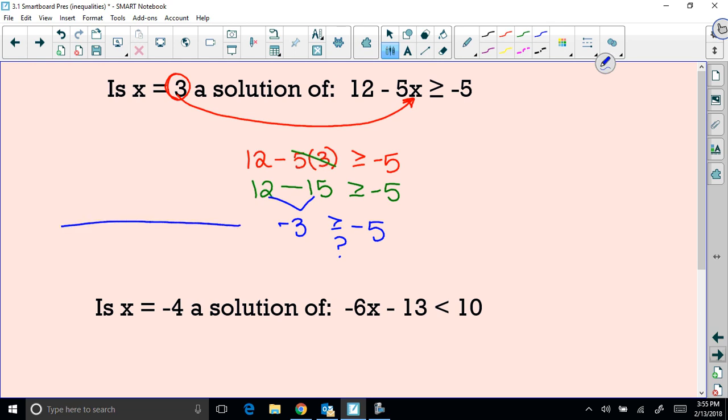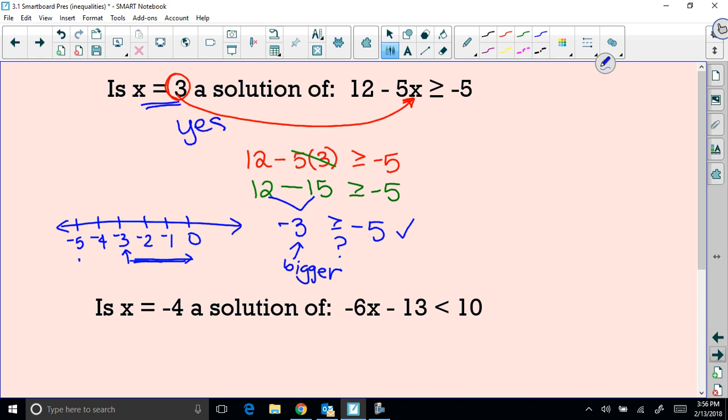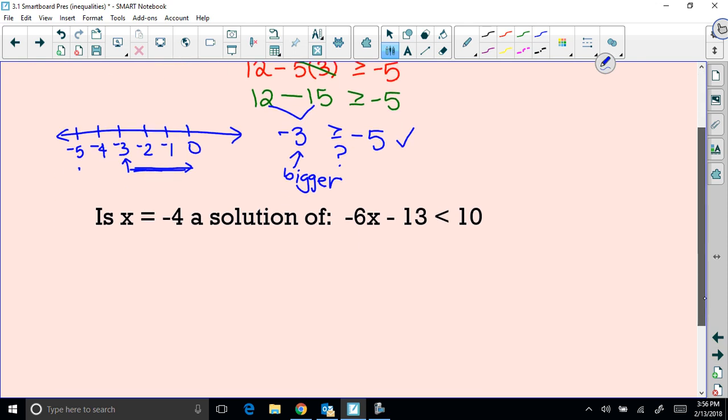And so here's what you need to remember. If you're on a number line and you're in the negatives, any number like -3 is closer to 0 than -5 is, which means -3 is bigger. So any number in the negatives that's closer to 0 is bigger. So in this case, is -3 greater than or equal to -5? Yes, it is. And so x equals 3 is a solution. So we would say yes, because that's the question. Is x equals 3 a solution of that inequality?